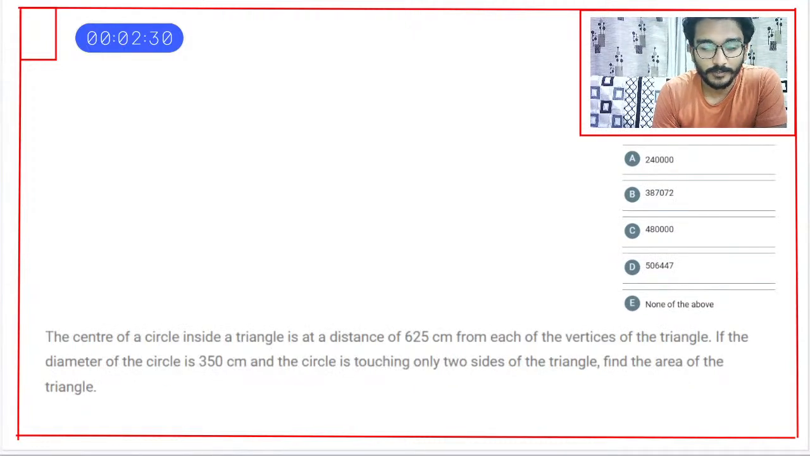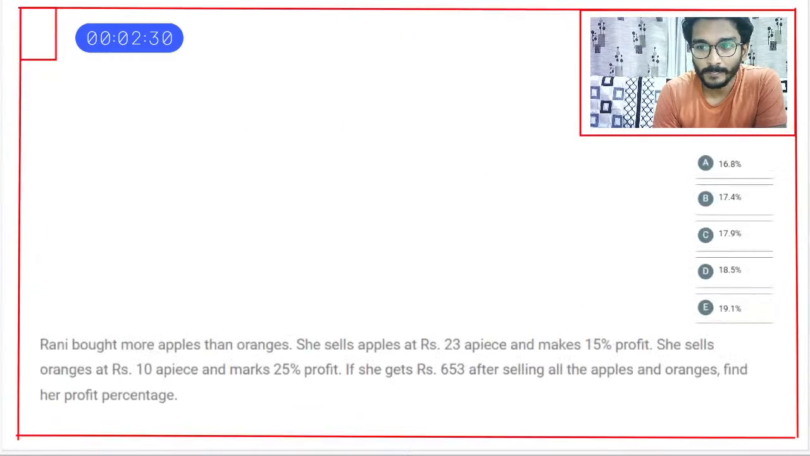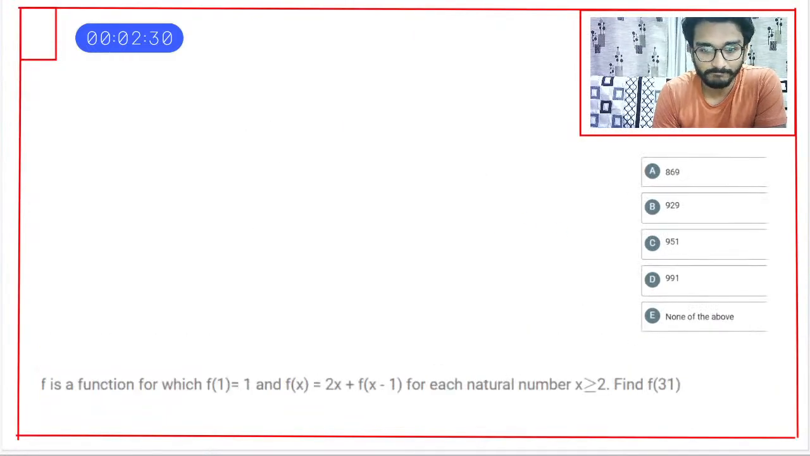All right. So the first question of the day. Okay, fine. Try this question. Small question, you can see. Try it out.